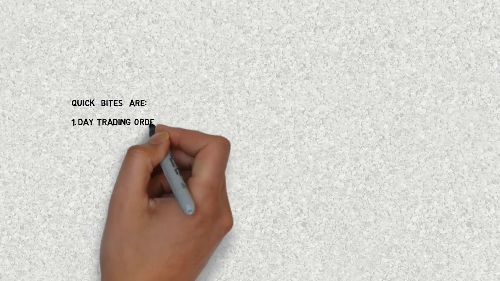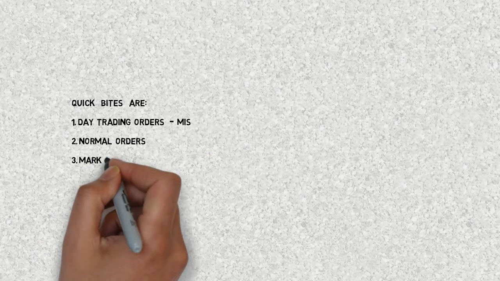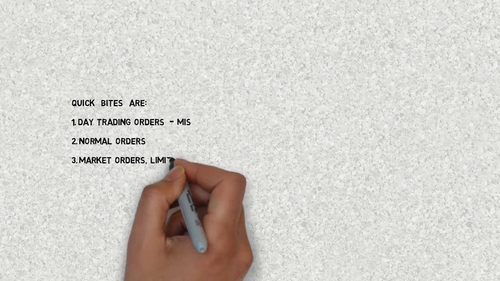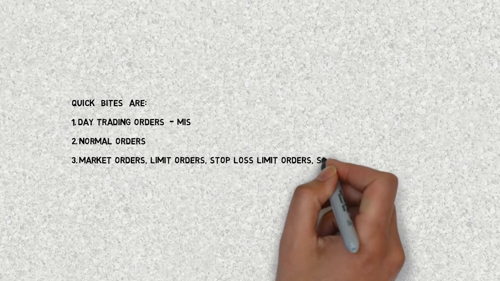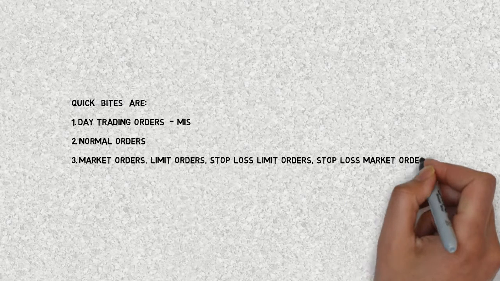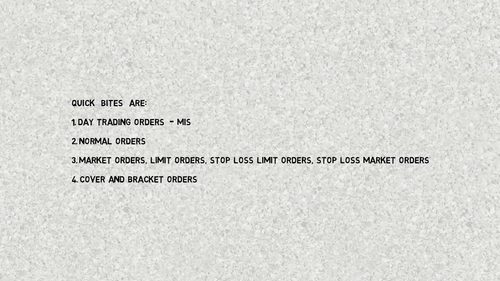Quick bites are: 1. Day trading orders are also called MIS orders, and if you enter with an MIS order it will throw you out of the market before day end at market price in case you don't execute anything manually. 2. Normal orders are normal, and if you enter a position with a normal order, it will be active till that particular contract expires. So this is useful for swing or positional traders who want to keep their positions overnight.